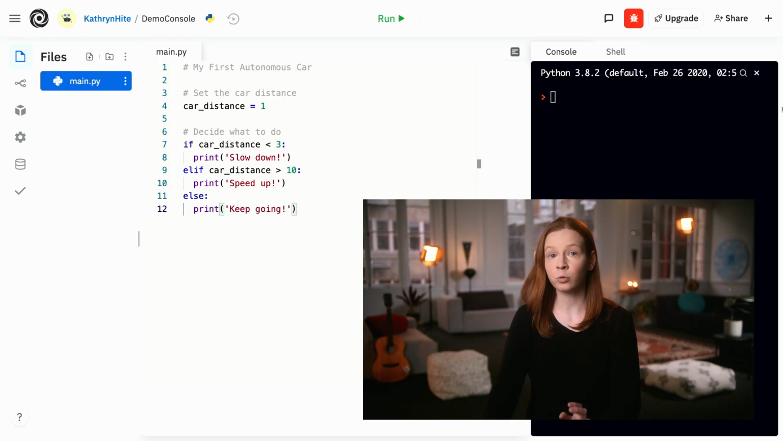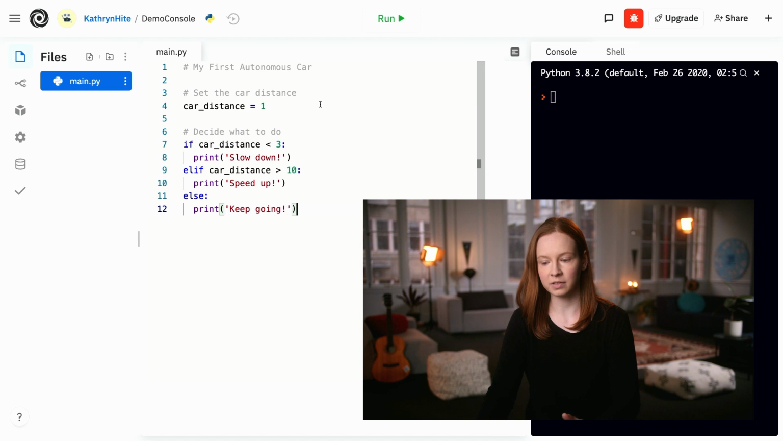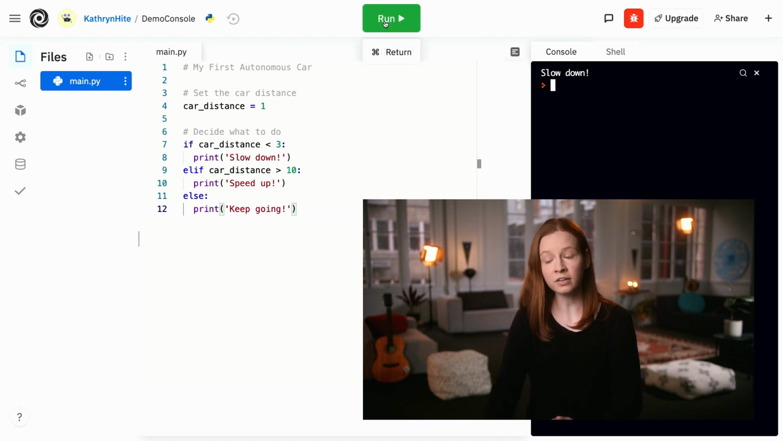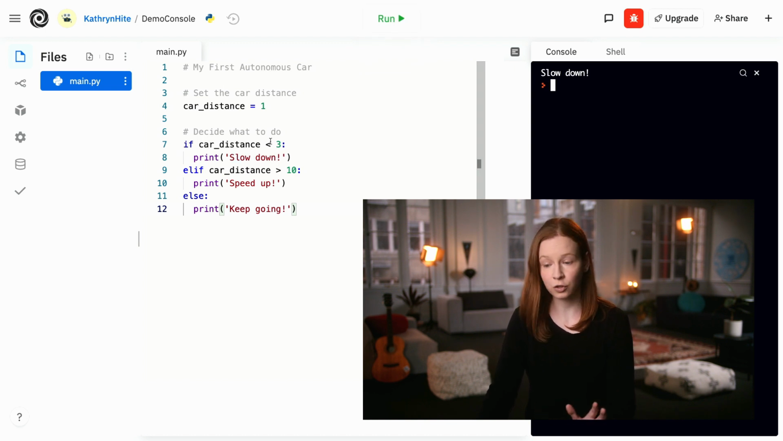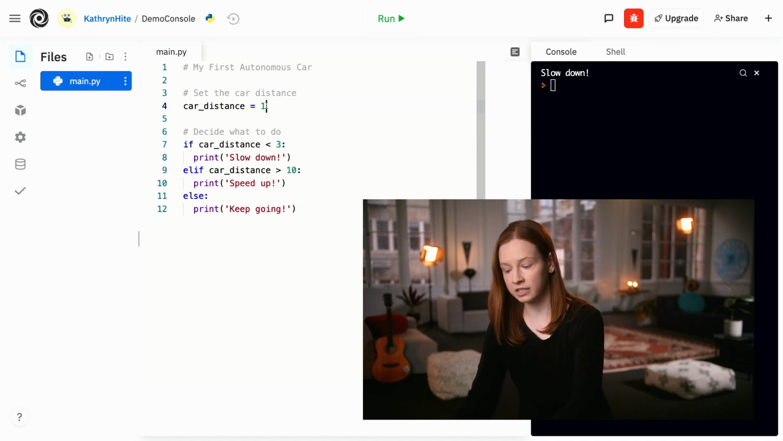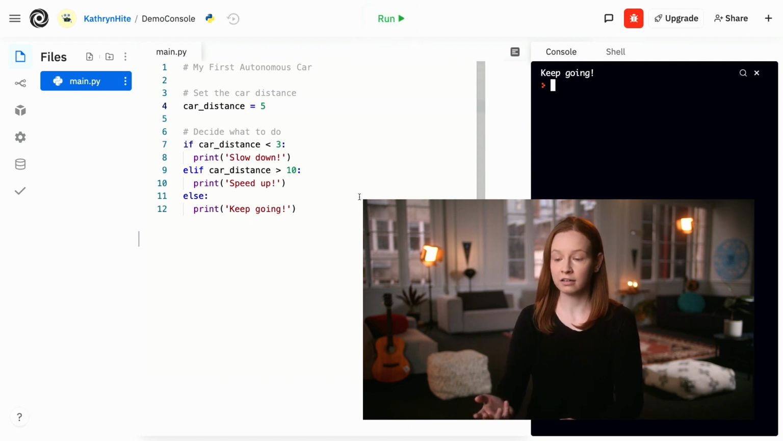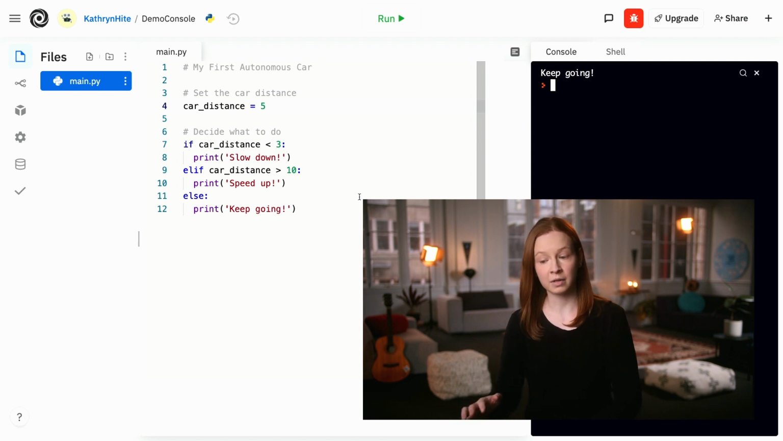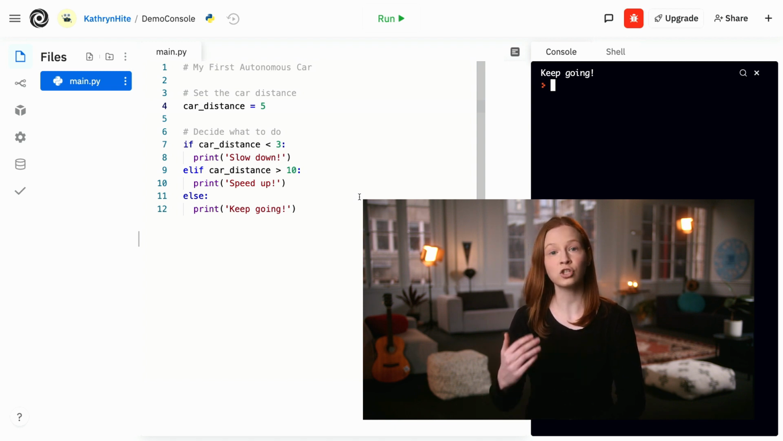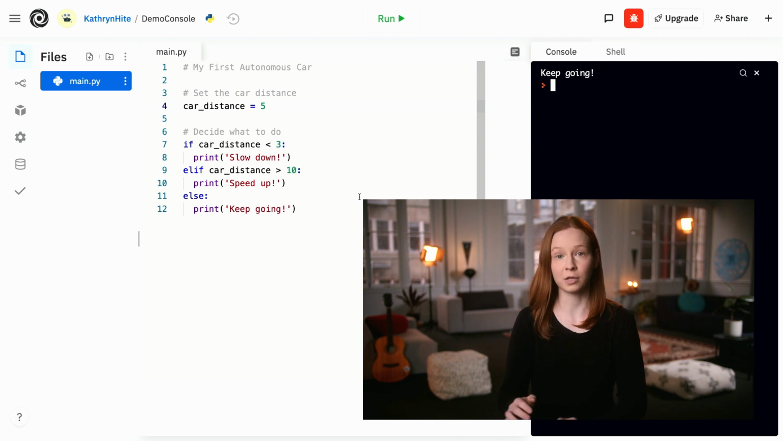If I change the value of the car distance, let's see what happens. So right now the car distance is at 1 meter. And our if statement evaluates, sees that the car distance is less than 3, and prints slow down. If I make the car distance 5, we can see that Python asked if the car distance was less than 3. Nope. Moved to the elif statement, asked if the car distance was greater than 10. Nope, that's false. Okay, so it jumps to the else statement and prints out keep going.